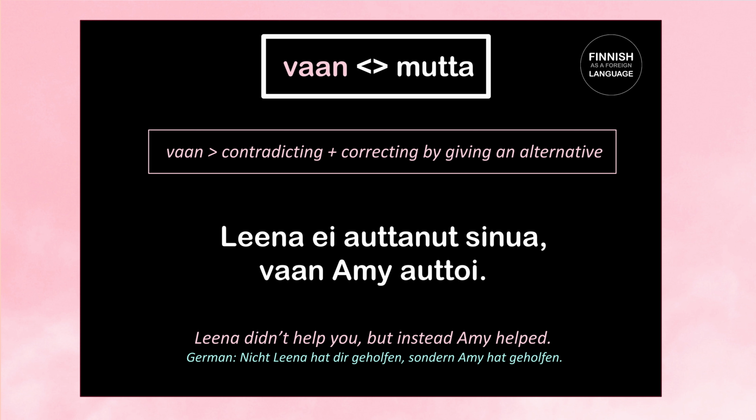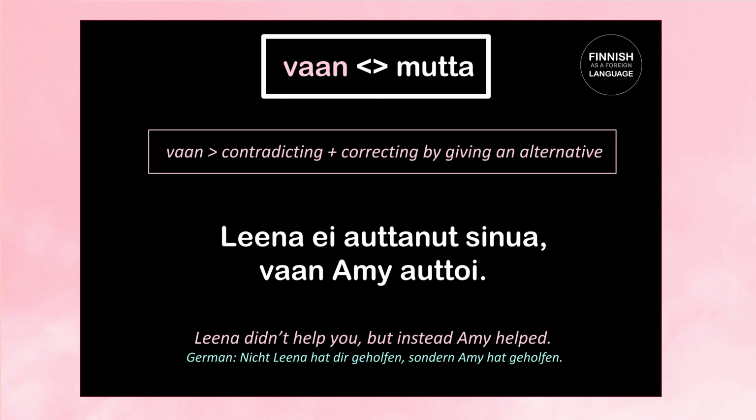So here we are correcting a wrong statement, or let's say rather a wrong assumption. So the thing here is, if someone believes in a wrong fact, or let's say he assumes something that is wrong, then we can correct this by introducing a negative sentence or statement. For example, like here, Leena ei auttanut sinua, which means Leena didn't help you, followed by the conjunction vaan in order to correct the wrong assumption. So in other words, that means we have to use vaan since the purpose of the whole sentence is to correct the wrong statement or the wrong assumption.